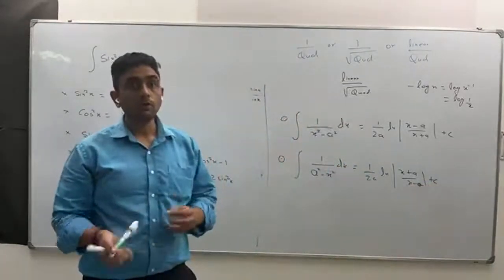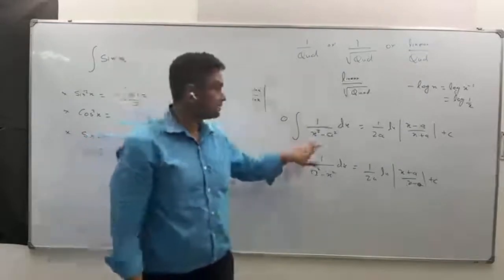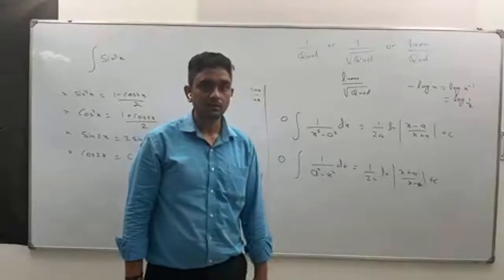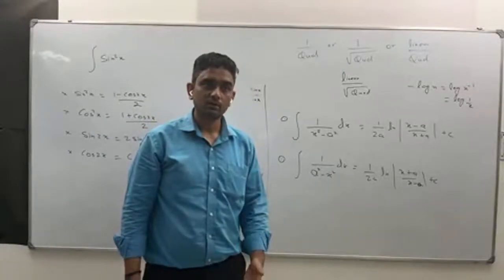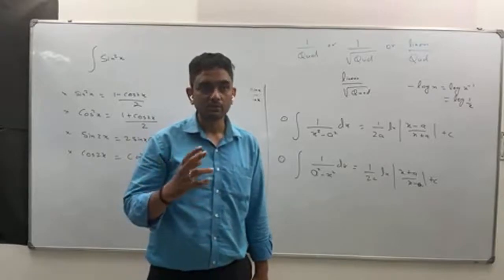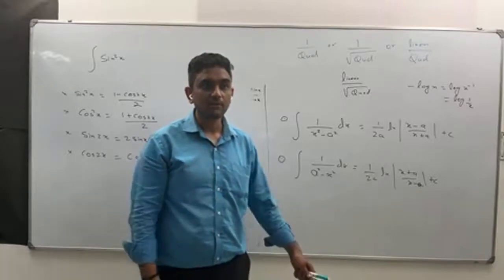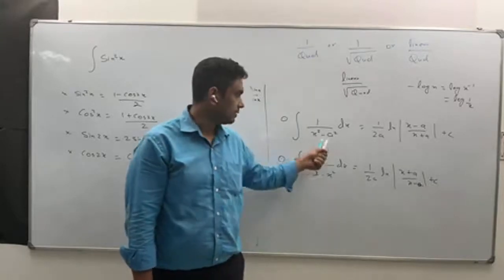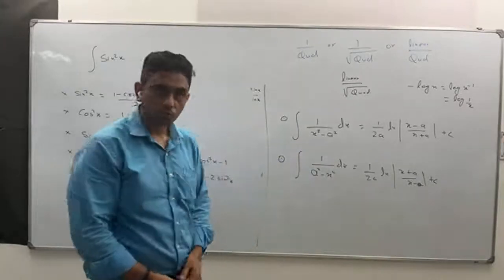All right. So what different quadratics can we have? We can have x square minus a square, a square minus x square. What else is remaining? x square plus a square. They are the only three possible quadratics. Quadratic means, what is the meaning of quadratic? Degree 2. We are taking everything in the form of degree 2.